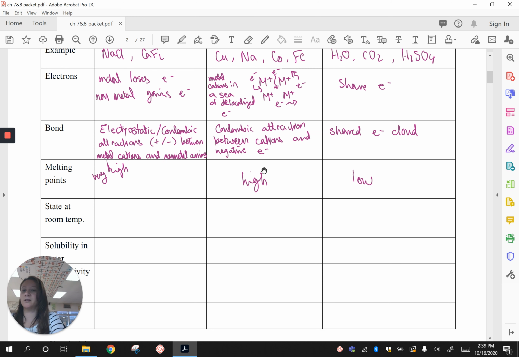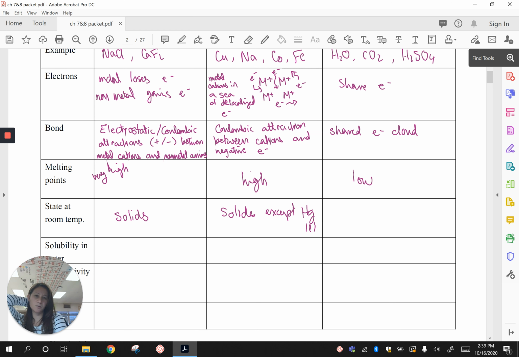State at room temperature. All ionic substances at room temperature are always solids. And they have very high melting points. They're not just solids, but they are solids that have very high melting points. For metals, most of them are solids. There's one that is not a solid, which is mercury. So solids, except for mercury. It is a liquid.